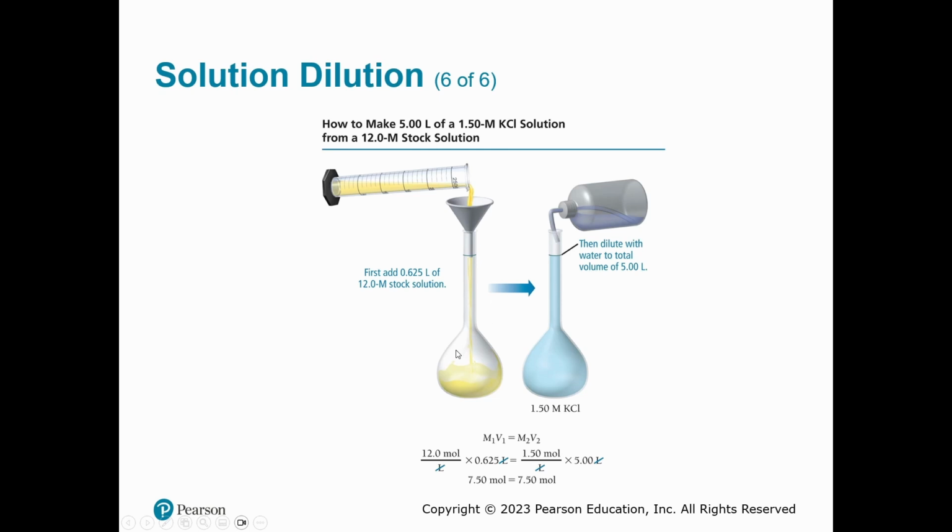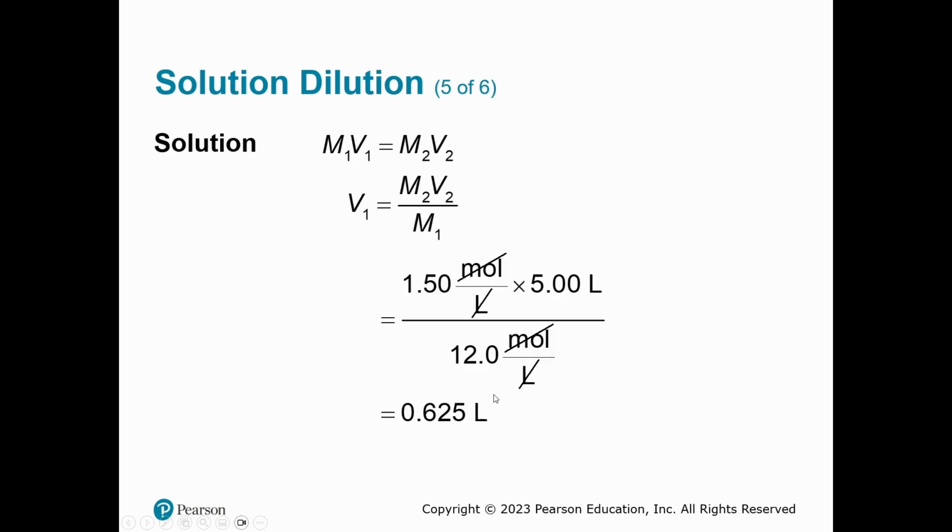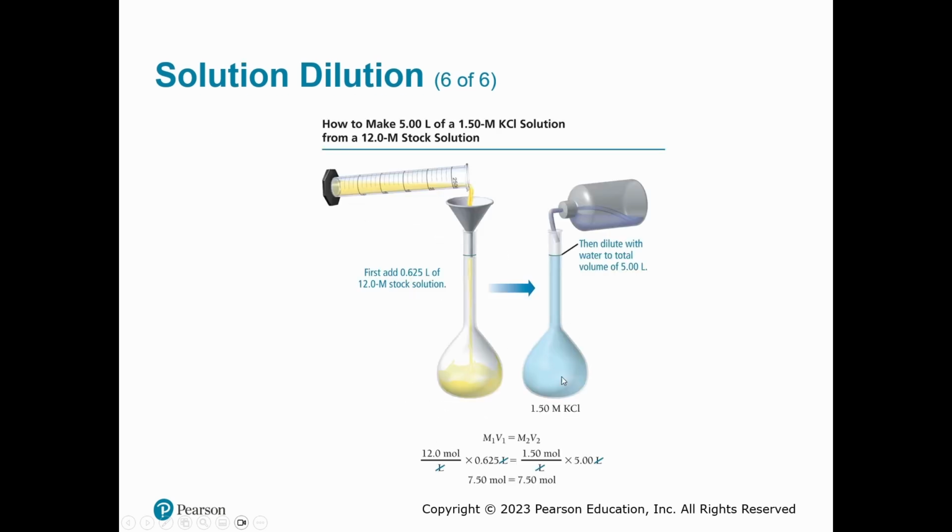We take our stock solution that's way more concentrated, we add a little bit of that, and then we dilute up to a final volume. And so in this case, we knew everything except for the liters, and so now we needed to figure out what volume we needed to fill to for that working solution.